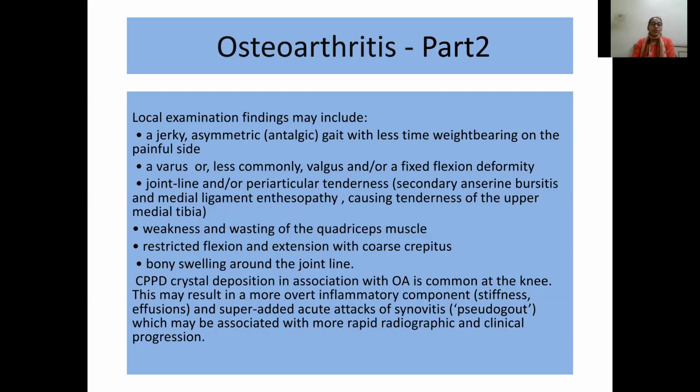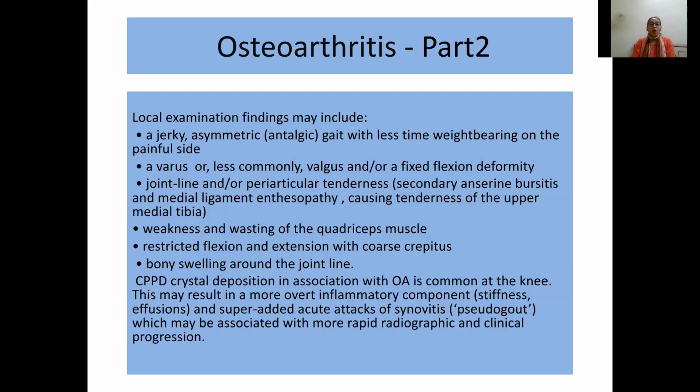This is the change in the knee joint, that is the bending of the knee joint, lateral bending or medial bending. So lateral bending or outer bending, or inner bending, is called valgus and varus deformity, or a fixed flexion deformity.